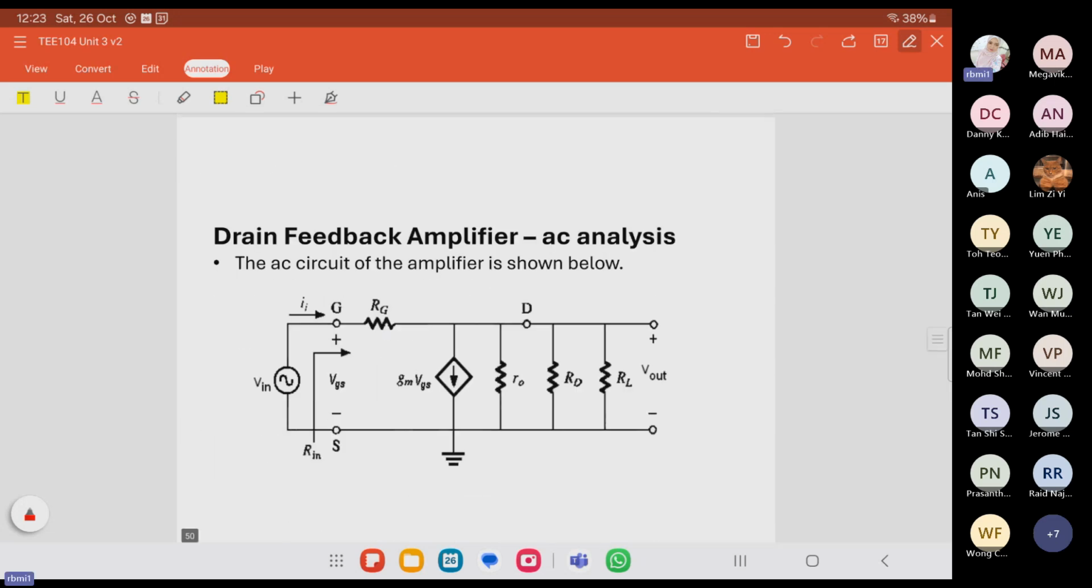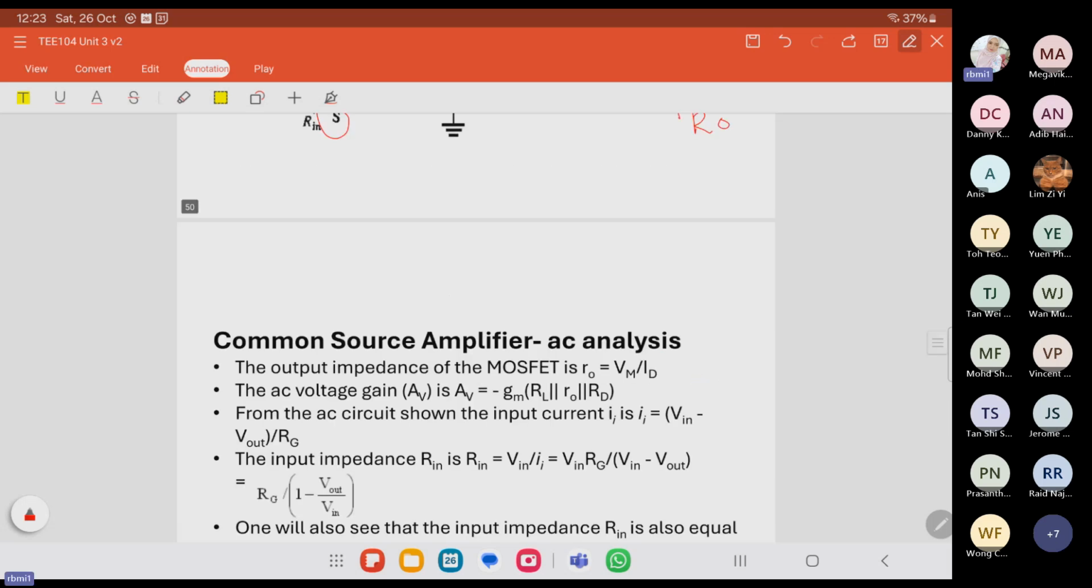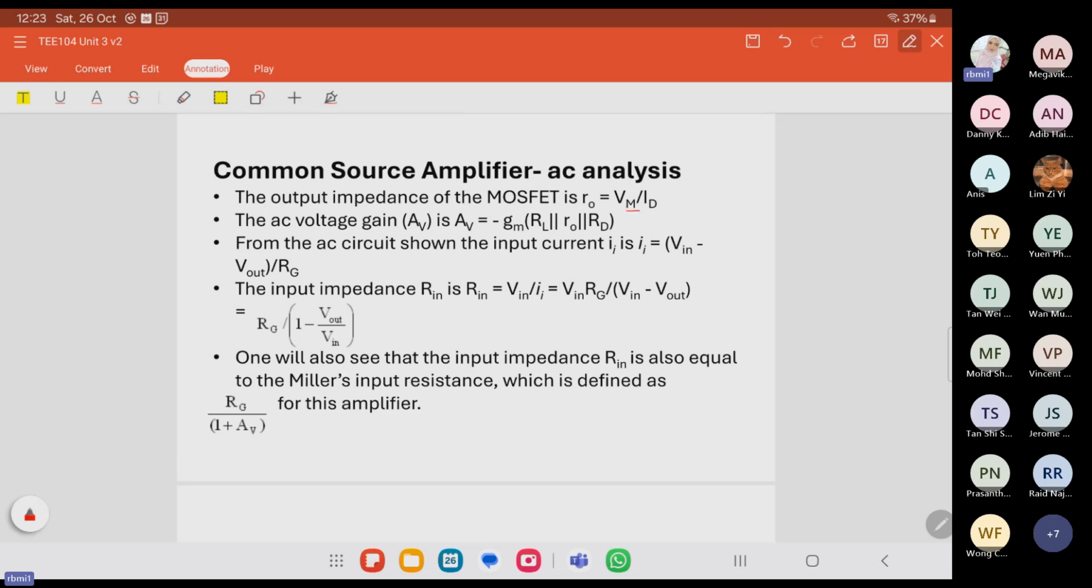This is the AC equivalent circuit for the drain feedback amplifier, or we also call it the common source if it is for FET. Common source is connected to the ground. And this is for R out. For the R out, these are all the expressions. R out is the early voltage over ID. AV, we get this one.